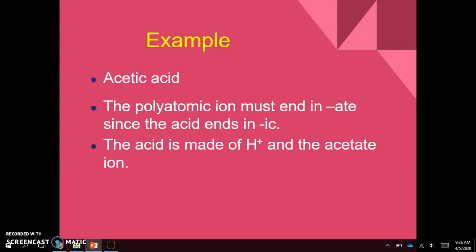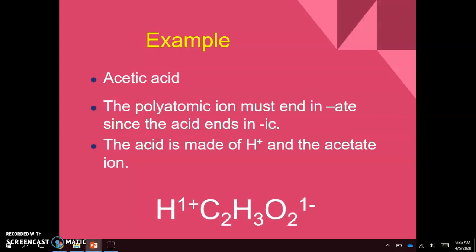So let's take a look at acetic acid. We know, from our previous lesson, that if a polyatomic ion ends in ate, the acid has to end in ic. So since we've got acetic acid here, we're going to be dealing with the acetate polyatomic ion. So the acid is made of H+ and the acetate ion. And again, your polyatomics are in your reference table.